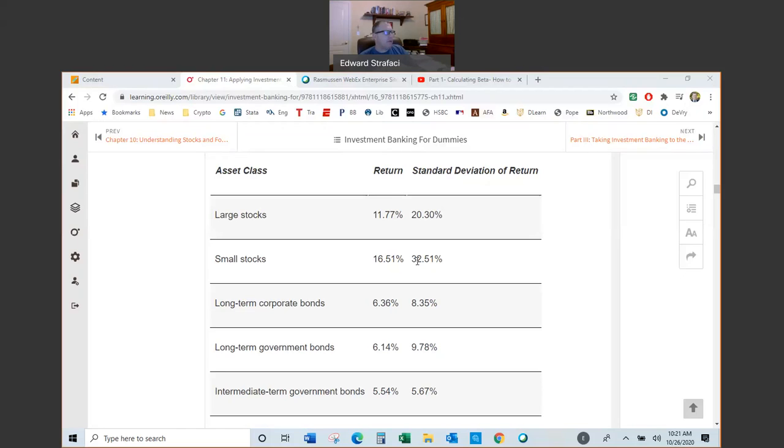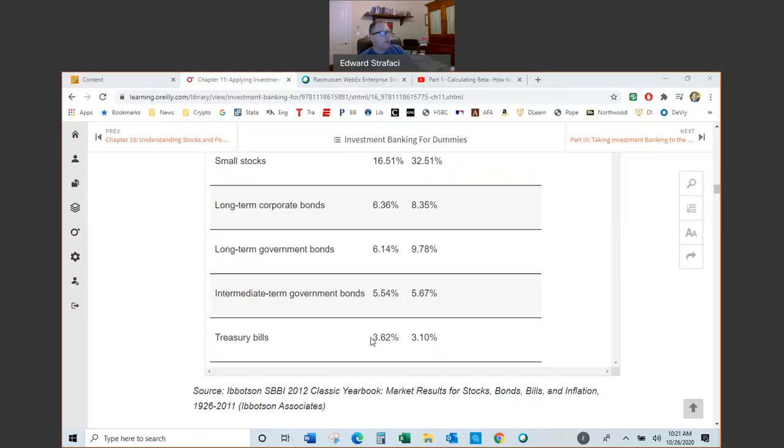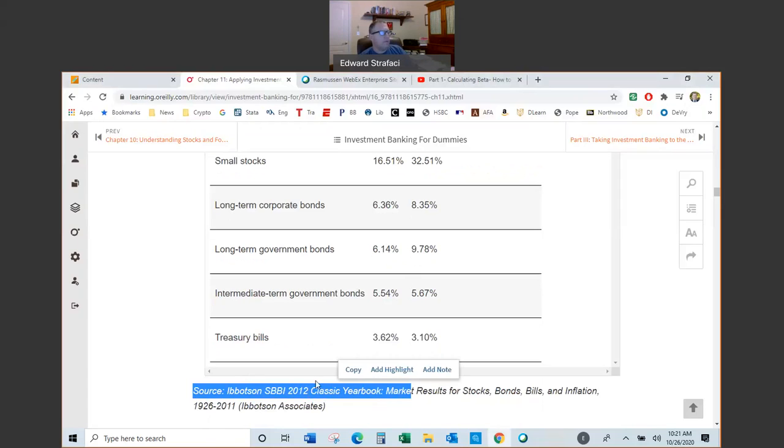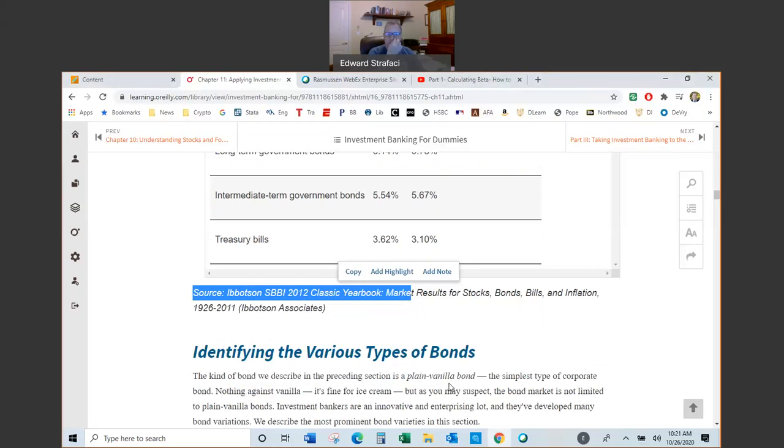Whereas small stocks have much more variation. Notice that with the bond market, you're going to have much less return and less variation, because these are loans and we expect them to just get paid back. And the source is Ibbotson, which is a great source, I should mention. If you're doing your own research, Ibbotson puts out some great statistics on market results for stocks and bonds. So if you're doing any kind of research, I should point that out. I just noticed that as I went through.